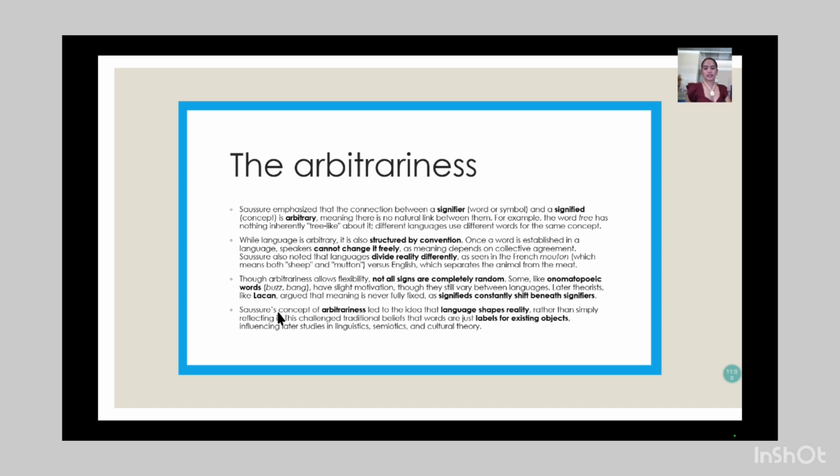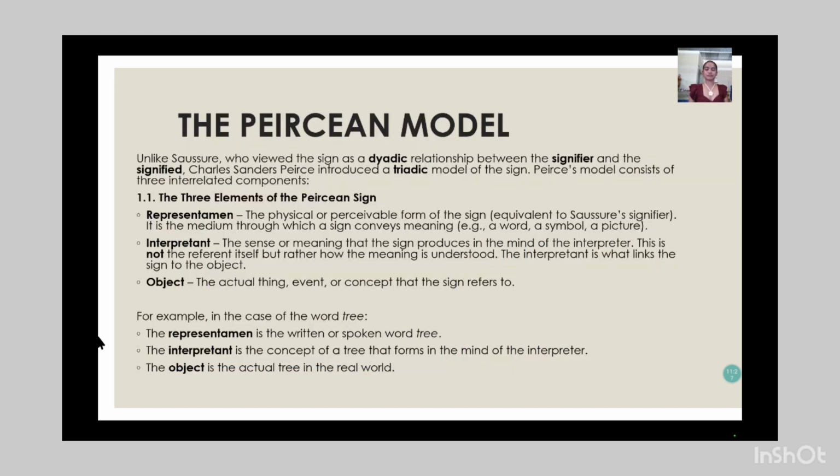So Saussure's concept of arbitrariness led to the idea that language shapes reality rather than simply reflecting it. This challenged traditional beliefs that words are just labels for existing objects, influencing later studies in linguistics, semiotics, and cultural theory. The second one is we're going to discuss the Peircean model.